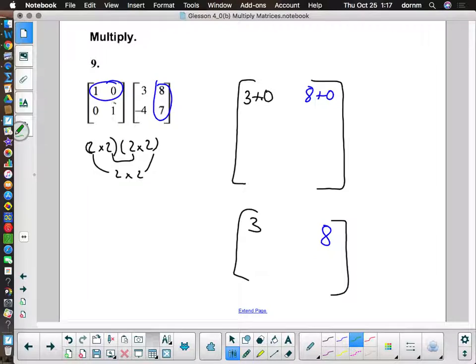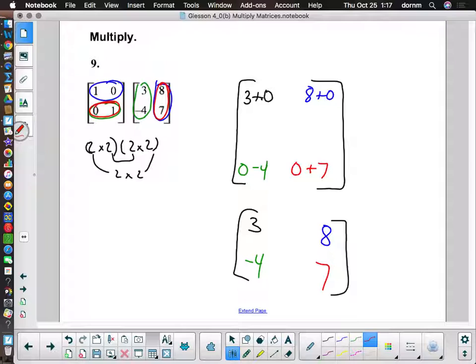In order to get row 2, column 1, I'm going to multiply row 2 times column 1. 0 times 3 is 0. 1 times negative 4 is negative 4. So I get a negative 4. And finally, in order to get row 2, column 2, I'm going to multiply row 2 times column 2. So 0 times 8 is 0. 1 times 7 is 7. And we get a 7. And there's my result matrix.